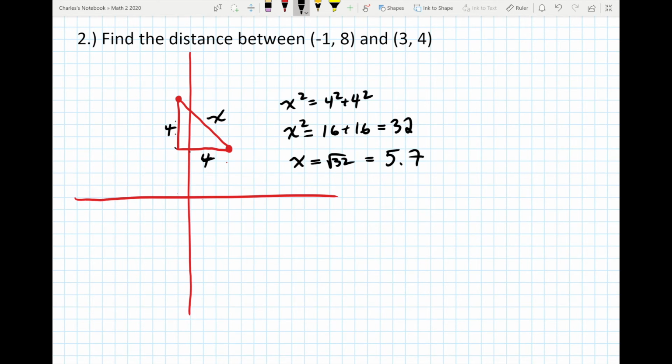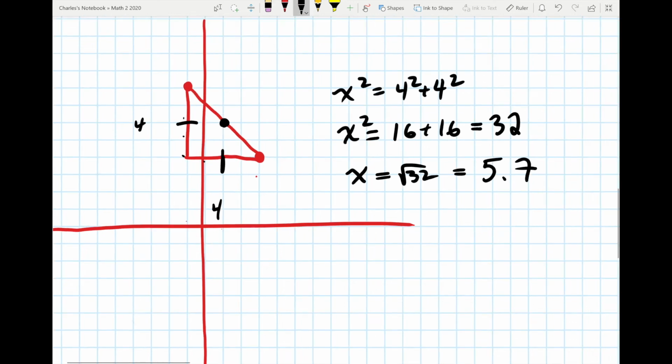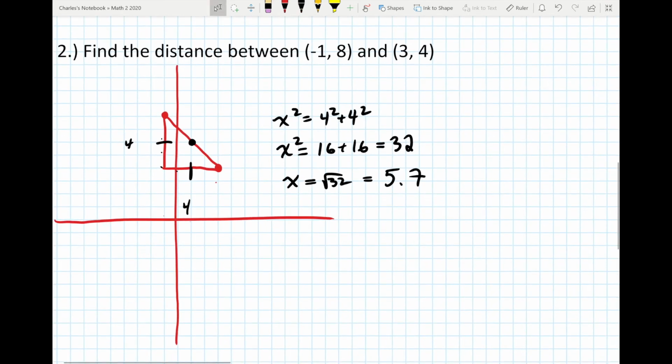Okay, so for the midpoint, I know that these are a distance of 4, which means I'm going to go 1, 2 from there. And I know this was a distance of 4, so I'm going to go 1, 2 from there. And I'm going to go to the point that's right there. And the midpoint is going to be that coordinate, which is 1 on the x-axis, and 1, 2, 3, 4, 5, 6 on the y-axis.